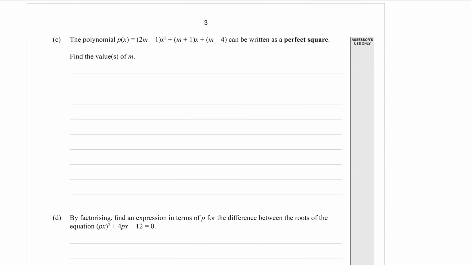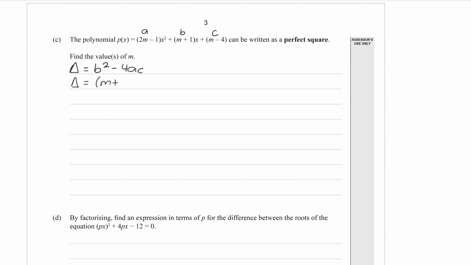We've been given a polynomial and it can be written as a perfect square, so we're going to find the values of m. To find the values of m, we're going to use the discriminant, which remember is b squared minus 4ac. This is our a, that's our b, and that's our c. So I'll substitute that in.